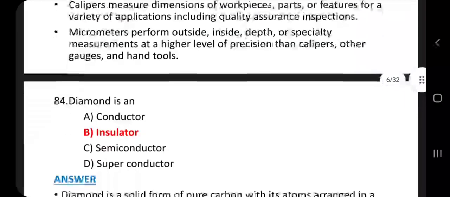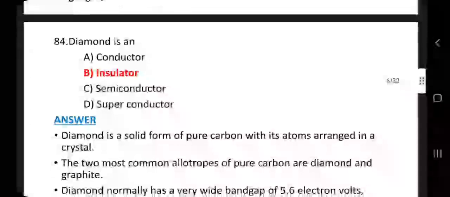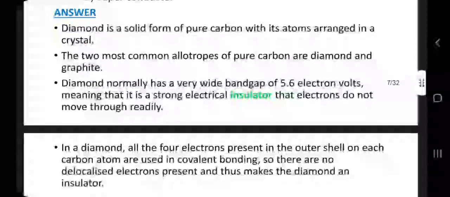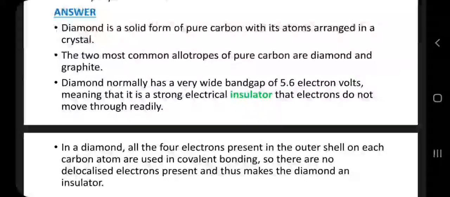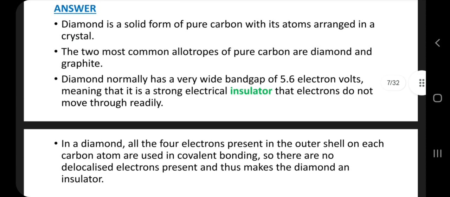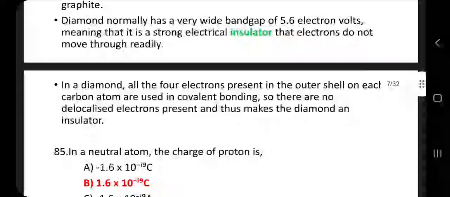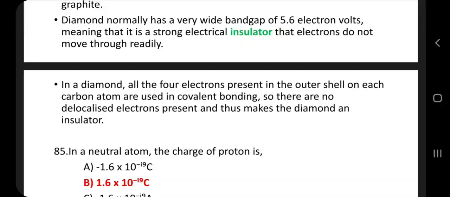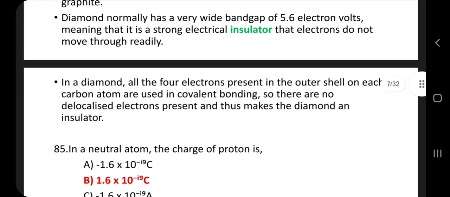Question number 84. Diamond is an insulator. Is answer option B. Diamond is a solid form of pure carbon with its atoms arranged in a crystal. The two most common allotropes of pure carbon are diamond and graphite. Diamond normally has a very wide band gap of 5.6 electron volt, meaning that it is a strong electrical insulator that electrons do not move through readily. In a diamond, all the 4 electrons present in the outer shell of each carbon atom are used in covalent bonding. So there are no delocalized electrons present and thus it makes a diamond an insulator.